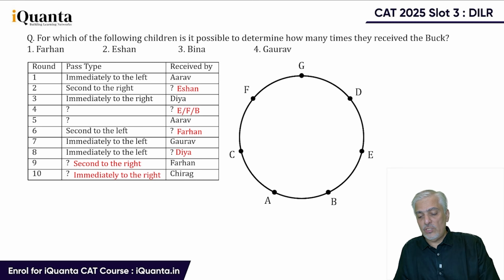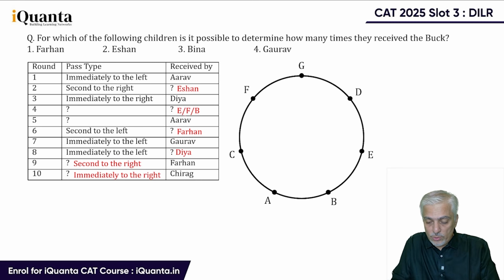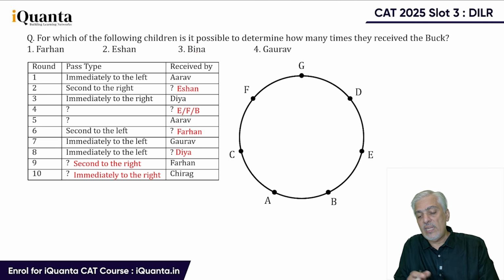Last question, for which of the following children is it possible to determine how many times they received the buck? So over here, I could not determine. So out of the options, there was E, F, E, B and G. This one we don't know. It could be E, F, B, anybody. So answer has to be G, because for everybody else, we've been able to figure out except E, F, B. Yes, the others are not there in the option. We have to work from these 4 options and answer had to be G.